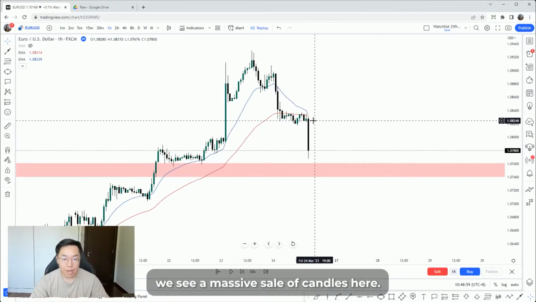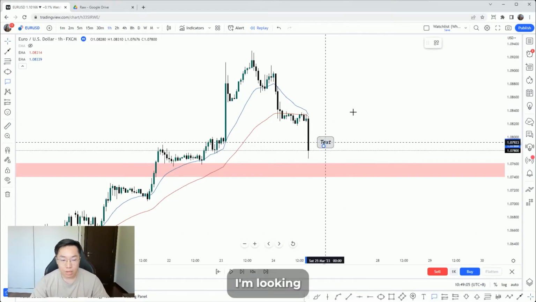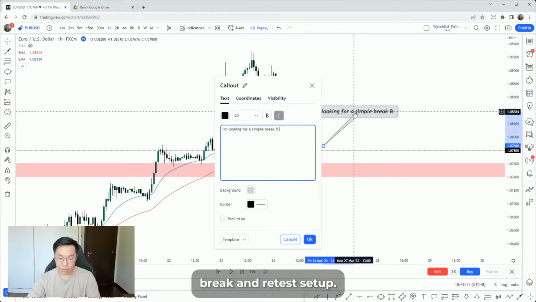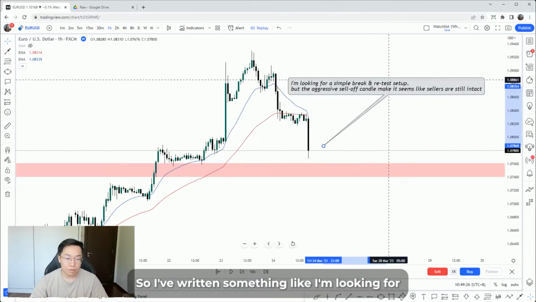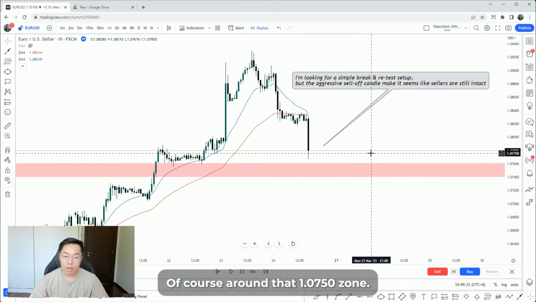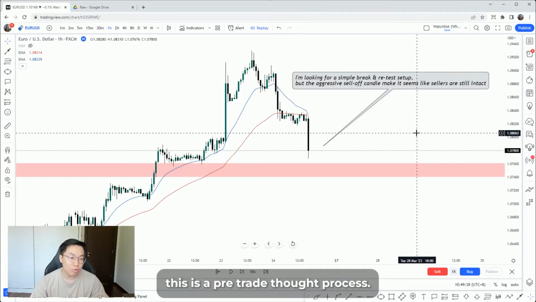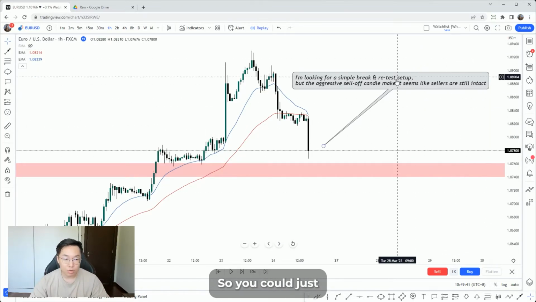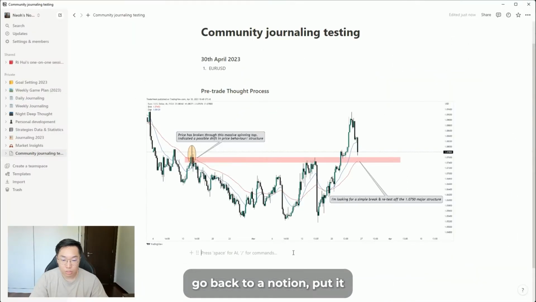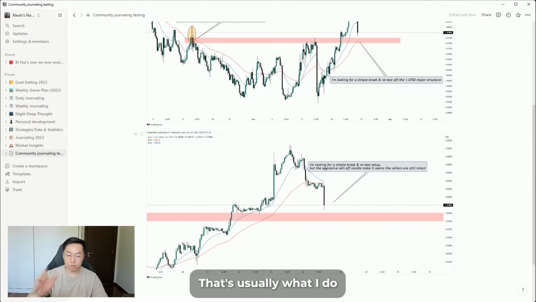So right now we see massive sell-off candles here. So your initial thought process could be, I'm looking for a simple break and retest setup. So I've written something like, I'm looking for a simple break and retest setup, of course around that 107.50 zone, but the aggressive sell-off candle seems like sellers are still intact. So again, this is a pre-trade thought process. All right, so you could just record this, take a screenshot, go back to Notion, put it there. That's usually what I do.